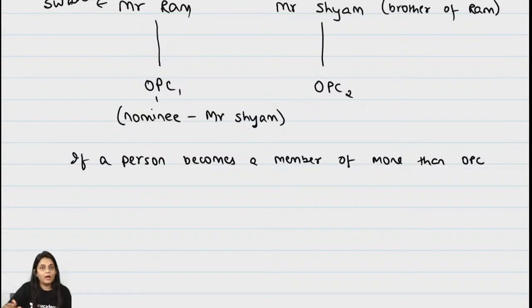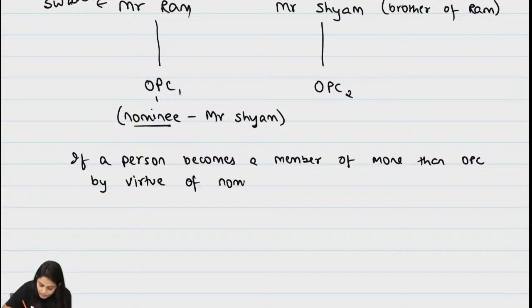But here I am becoming a member of 2 OPCs. And why am I becoming a member of the second OPC? Can I say only because of nomination? A person cannot incorporate a second OPC. He can become a member of the second OPC only because of nomination. Correct or not? So, if a person becomes a member of more than one OPC by virtue of nomination, that is, only because he was a nominee of the second, he cannot incorporate the second OPC.